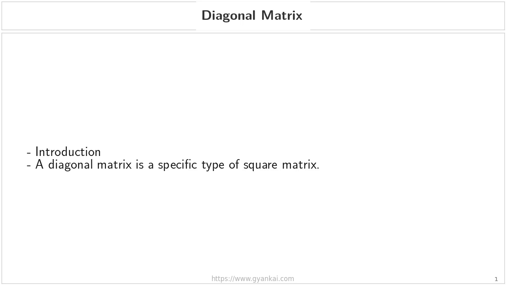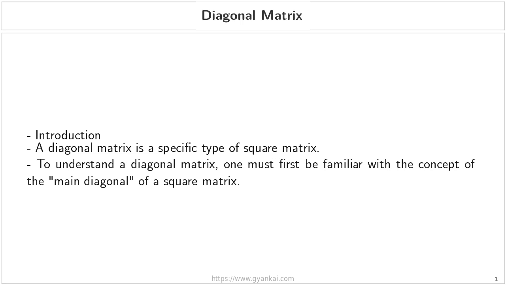Hello everyone. Today, we are going to introduce a very important concept in linear algebra called the diagonal matrix. To begin, it is essential to understand that a diagonal matrix is a specialized type of square matrix. This means that for a matrix to even be considered for this category, it must have an equal number of rows and columns.